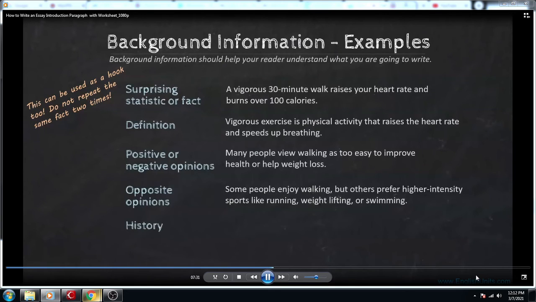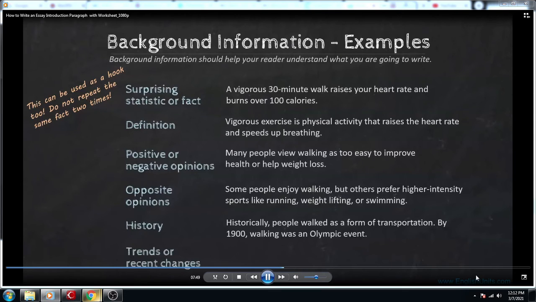One of the most interesting and often helpful types of background information for a topic is to give a little history about the topic. For example, historically, people walked as a form of transportation. By 1900, walking was an Olympic event. And finally, you can give trends or recent changes that pertain to your topic. Like this one, by the 1990s, walking was a popular U.S. sport with over 65 million regular walkers.